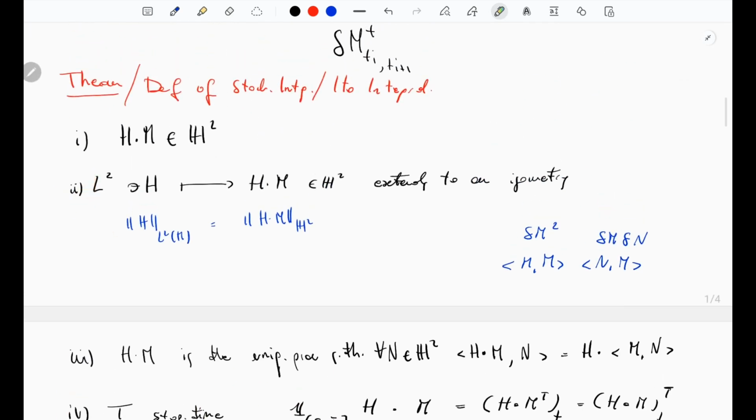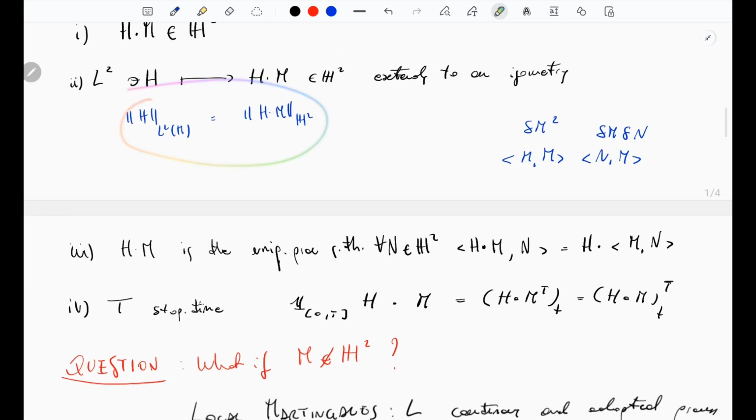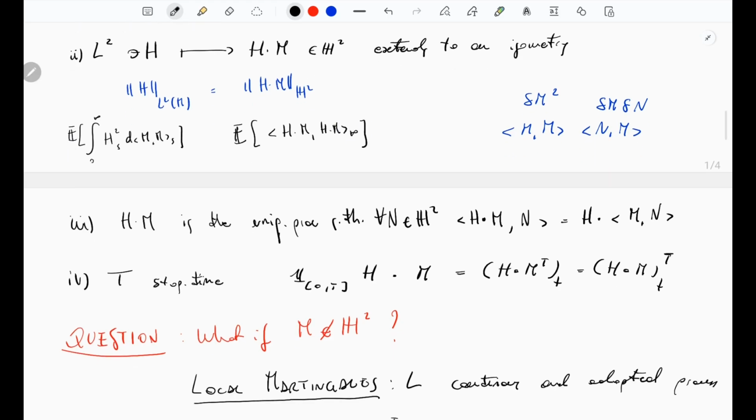For 2, you need to prove that these two norms are equal. The norm in L2, as we discussed, is this, against the quadratic variation. And the norm in H2 is this, the quadratic variation at infinity. So what you need to do is prove they're equal. You start with this.